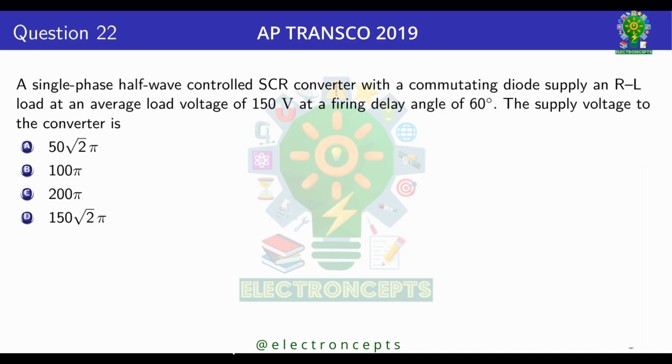Question number 22. A single phase half wave controlled SCR converter with RL load at an average load voltage of 150 volts and firing angle of 60 degrees. We need to find the supply voltage given to the converter. The circuit looks like this.